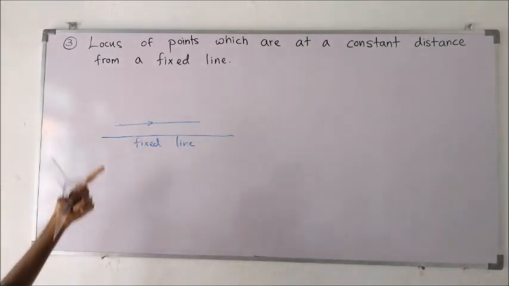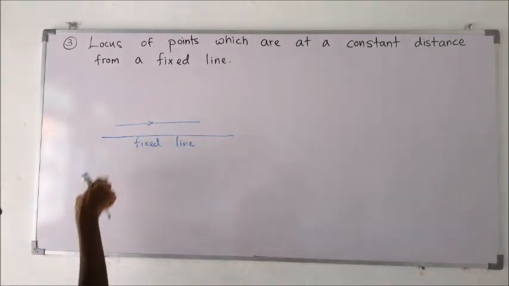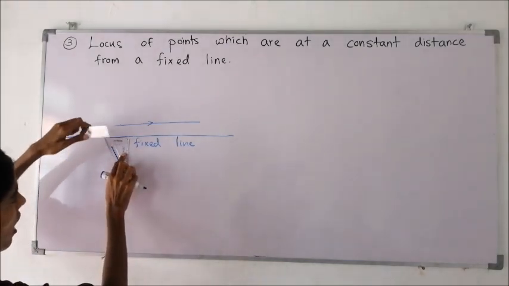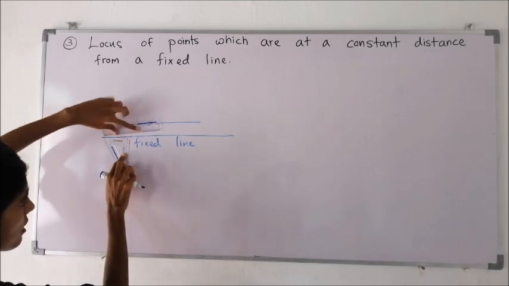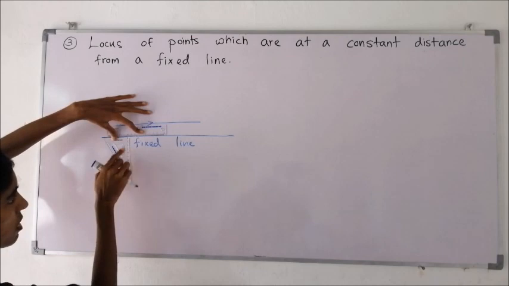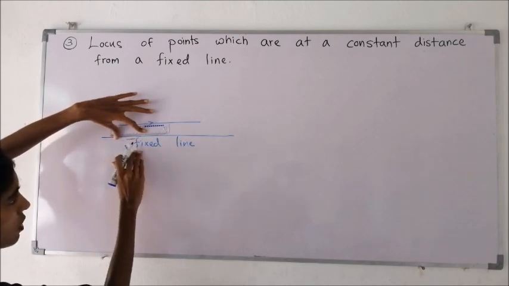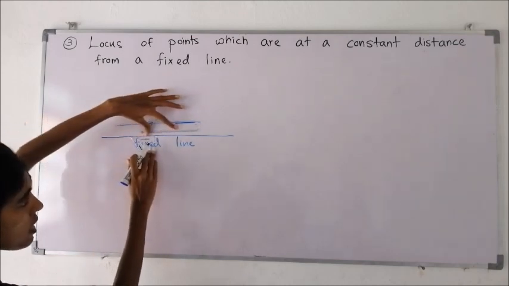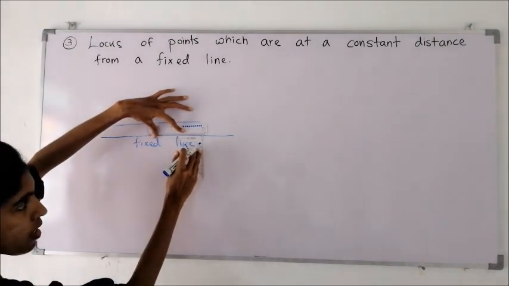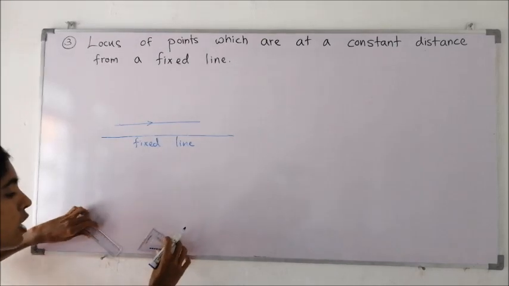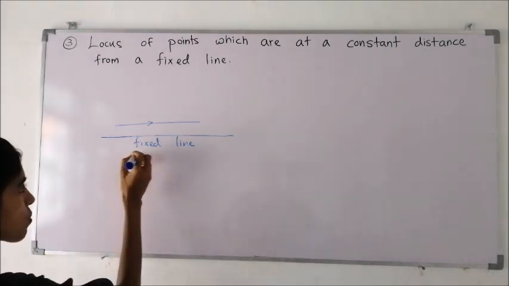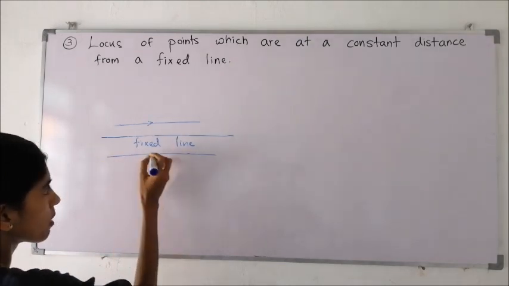If you want to draw another straight line which is parallel to this fixed line, keep this set square downward and the ruler from up as if to touch the fixed line, then 3 centimeters can be marked. From point to point you can mark 3 centimeters. You can move the straight edge and the set square, and from a few different places you can mark 3 centimeters. Then again you can join those points with the help of a ruler.